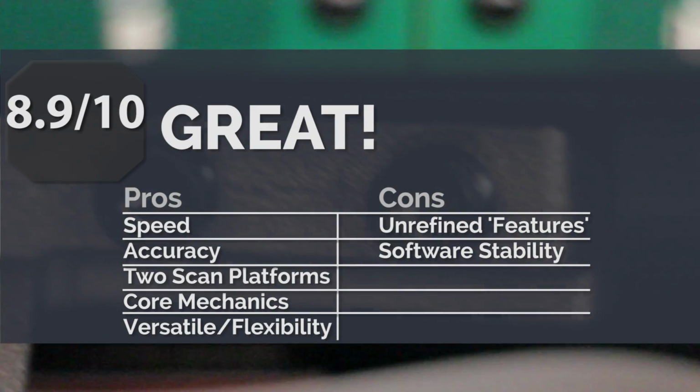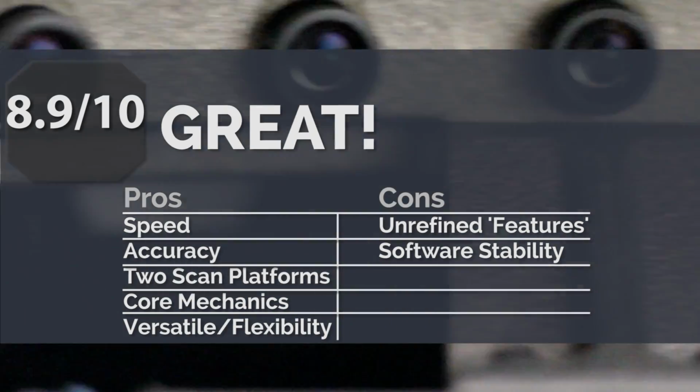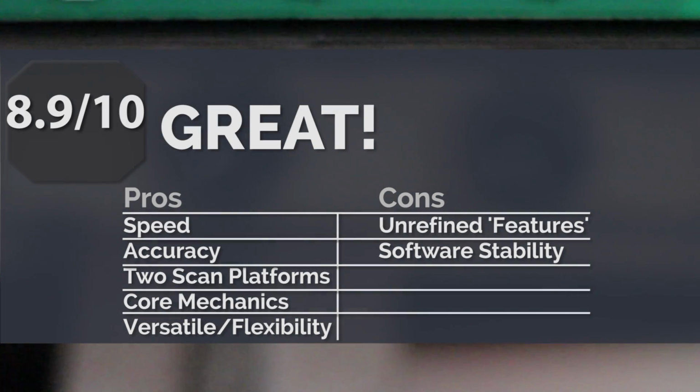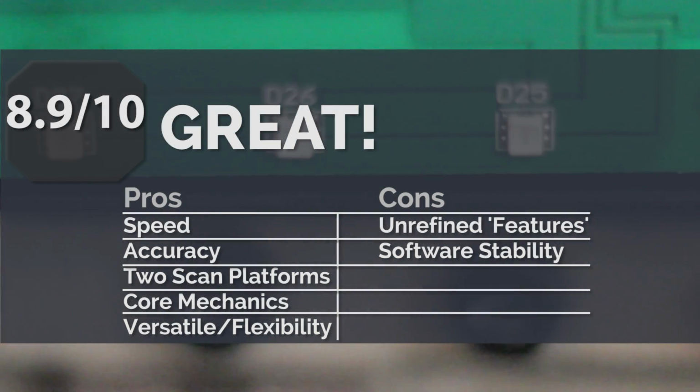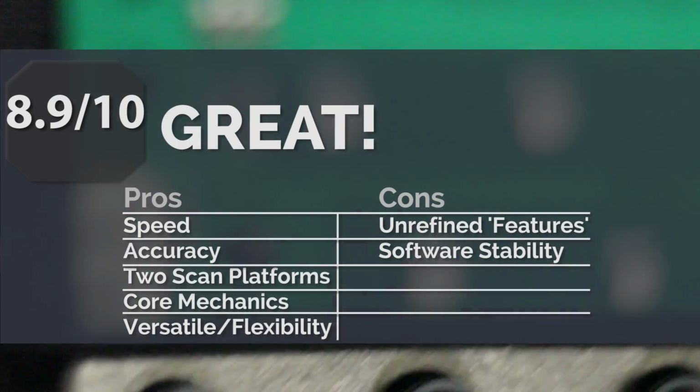With its new and improved double scanning platform, the D2000 is a fast, accurate, and extremely powerful scanner. 3Shape has really built on and improved on those core mechanics that they're so well known for. However, some of the extra features introduced with this scanner seem to fall a bit short of expectations.